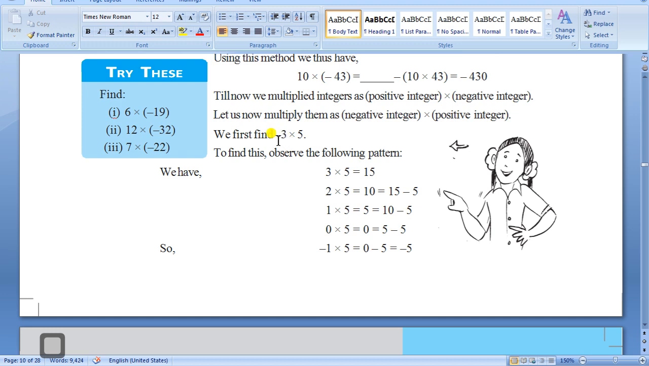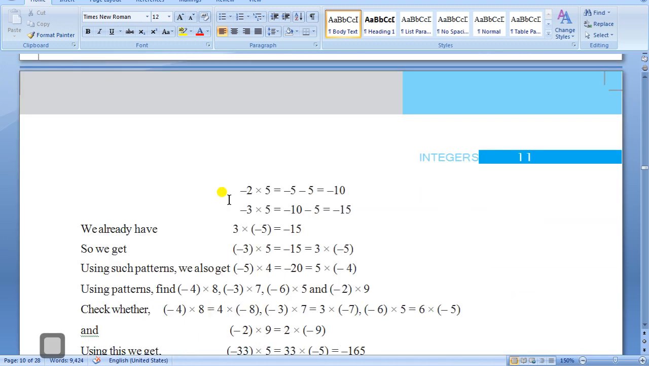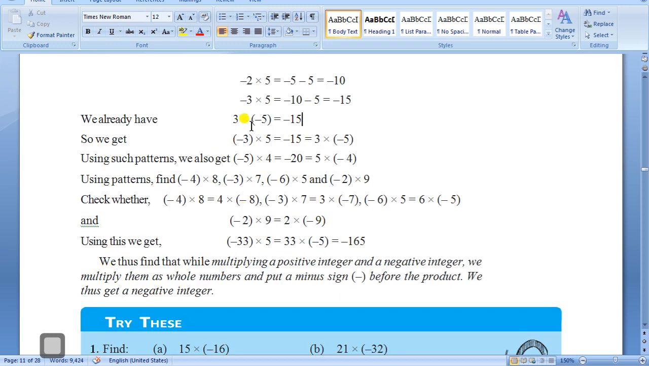Let us now multiply them as a negative integer into a positive integer. Now we find that (-3) × 5 = -15. To find this, observe the following pattern. 3 × 5 = 15. 2 × 5 = 10, that is 15 minus 5. 1 × 5 = 5, that is 10 minus 5. 0 × 5 = 0, that is 5 minus 5. And (-1) × 5 = -5, right? And (-2) × 5 = -5 minus 5, that is -10. (-3) × 5 = -10 minus 5, that is -15. We already have 3 × (-5) = -15, so we get (-3) × 5 = -15 = 3 × (-5).